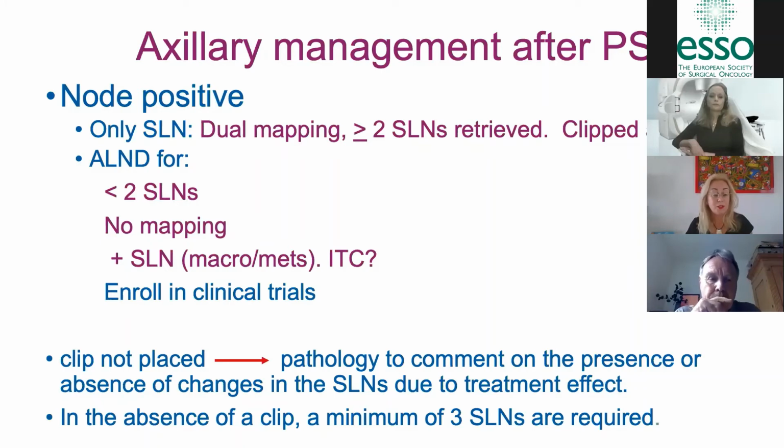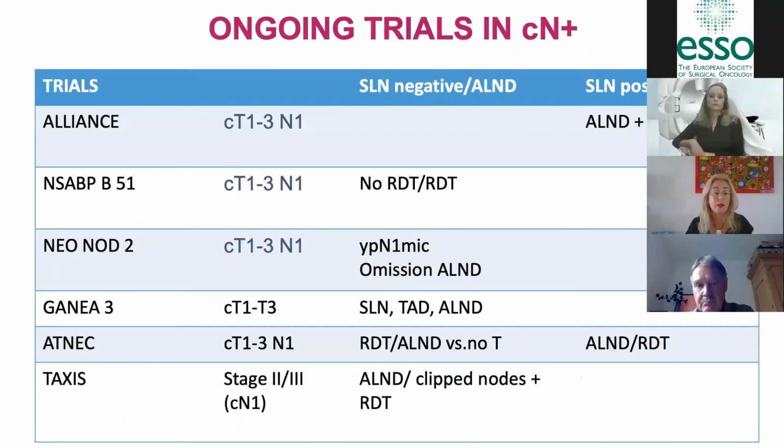Sometimes we get patients who don't have a clip and the axillary ultrasound before surgery doesn't see any suspicious node. We usually ask the pathologist to look for the presence or absence of changes in the sentinel lymph nodes. And in some groups where they don't place a clip, they excise a minimum of 3 sentinel lymph nodes.